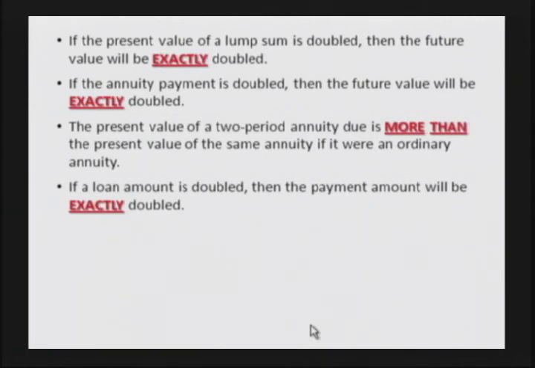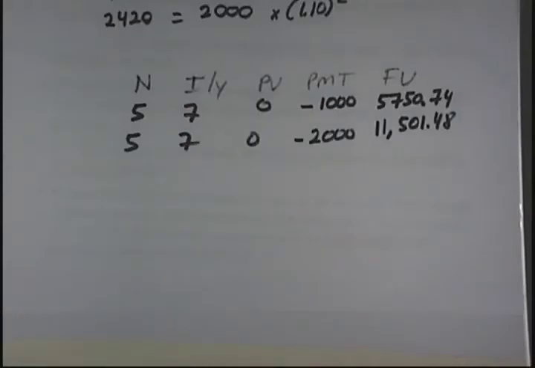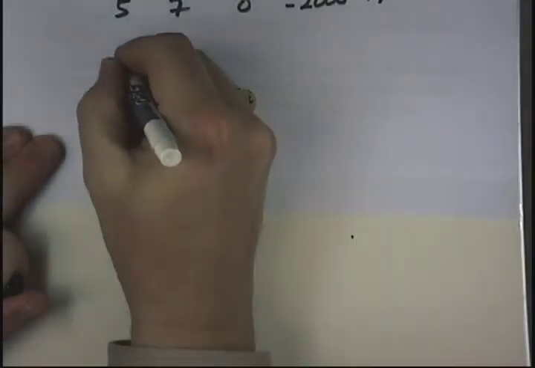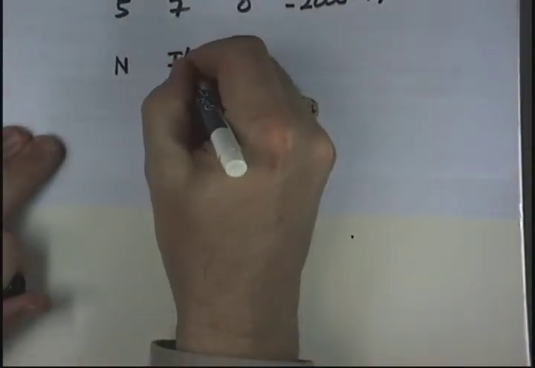If a loan amount is doubled, then the payment amount will be exactly doubled, everything else equal. If we borrow twice the money for the same number of periods at the same interest rate, then our payment amount will be exactly doubled. So let's think about that.